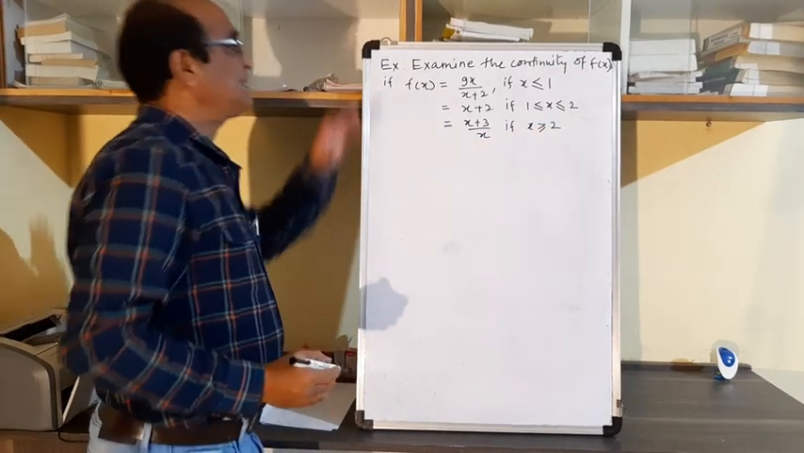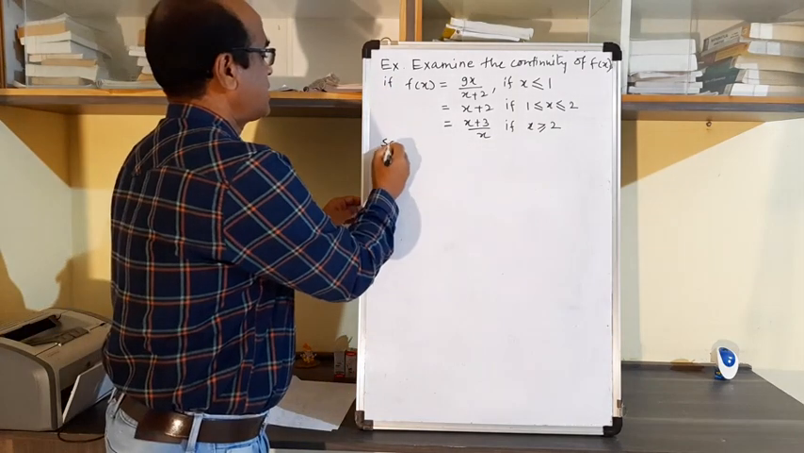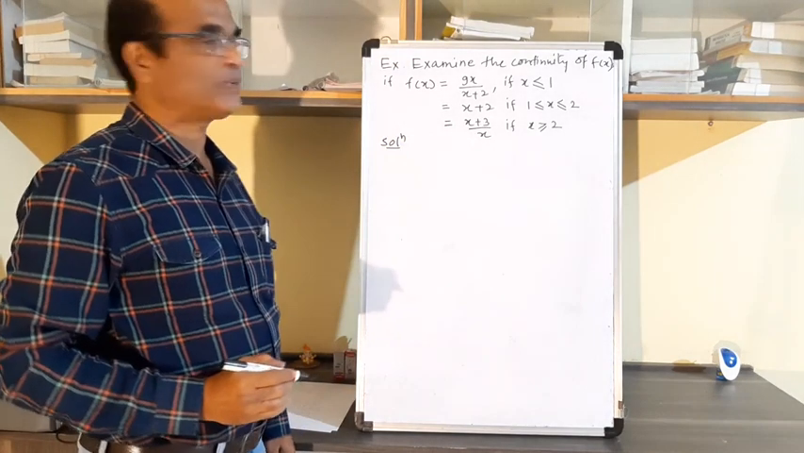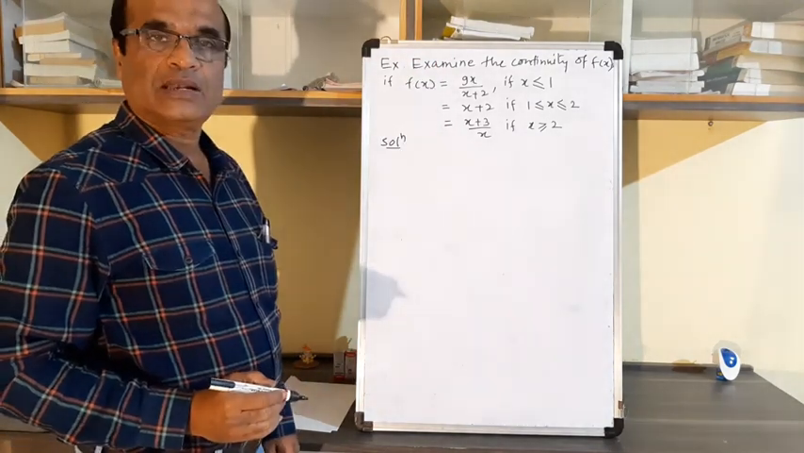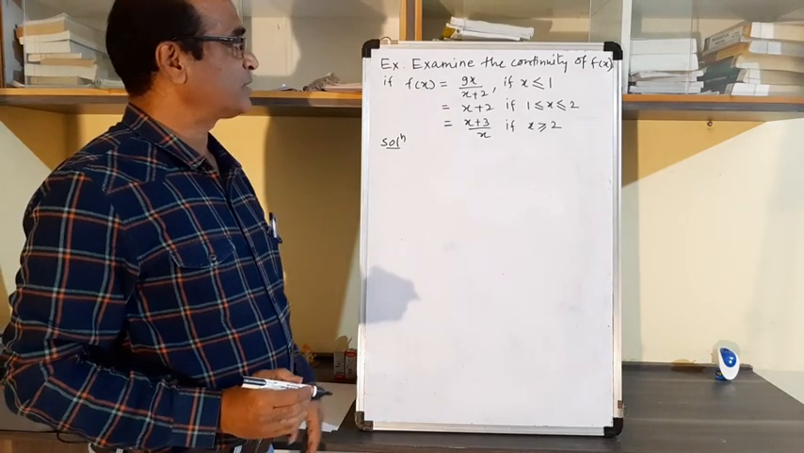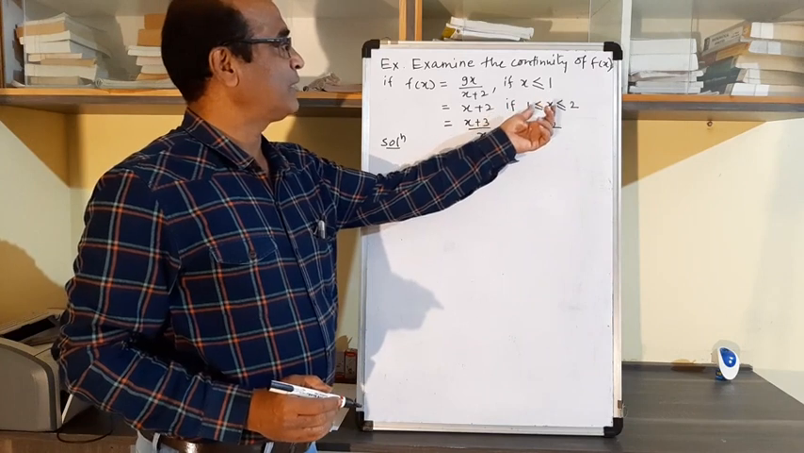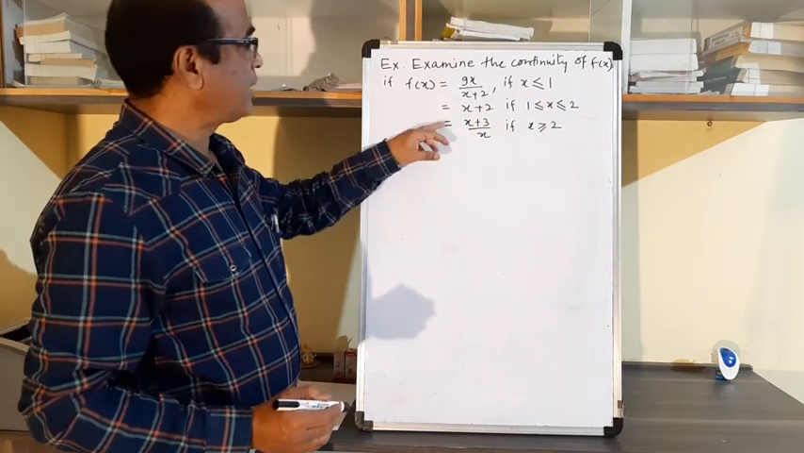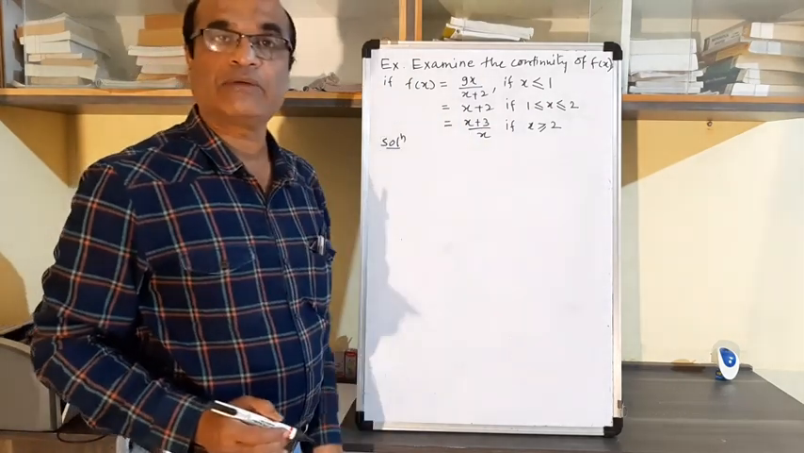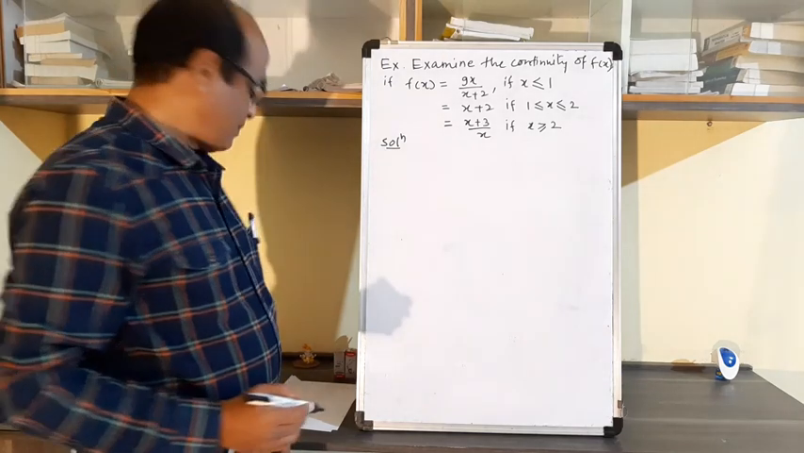So that's the continuity of the function here. So what is the solution? What is the function given here? f(x) is equal to 9x divided by x plus 2 if x is less than or equal to 1, f(x) is equal to x plus 2 if x is between 1 and 2, and f(x) is equal to x plus 3 divided by x if x is greater than or equal to 2. We need to examine the continuity of this function.